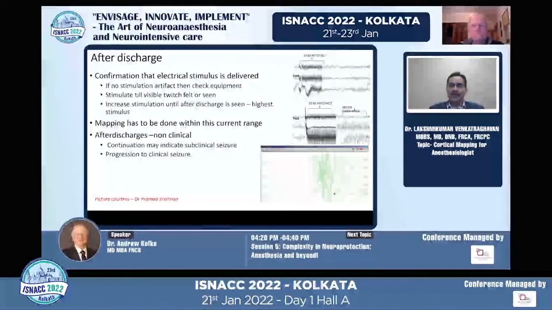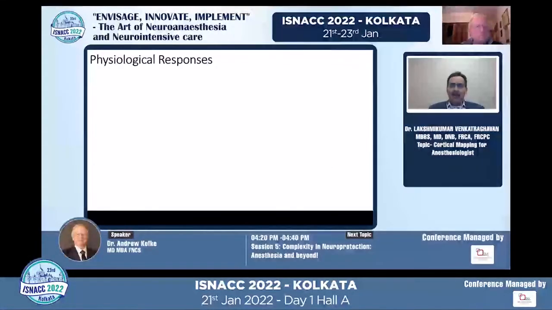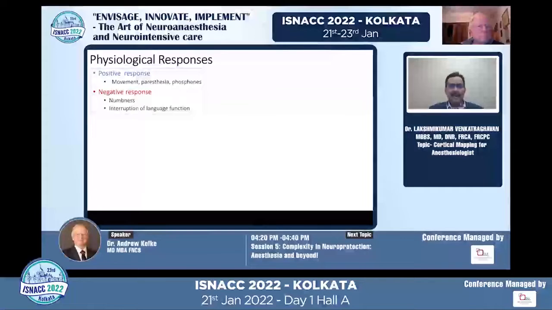Okay, so this is one of the classical onsets of the after discharges and the onset of the electrocorticographic pattern of the seizure. When you're coming to the physiological responses, there are a few terminologies we need to clarify. One is a positive response. When you're stimulating the cortex, you may get a positive response such as a sudden movement, paresthesia, or visual changes with phosphenes. Negative responses can be tingling, numbness, or, especially with language mapping, an interruption of the language function.